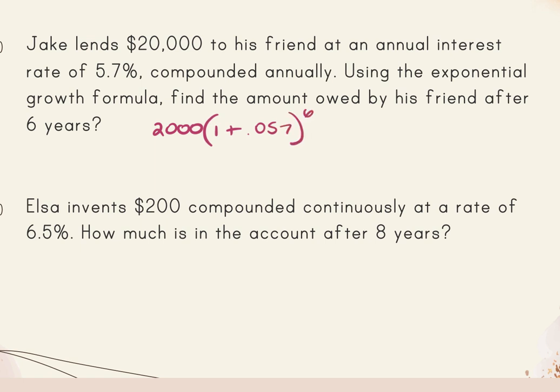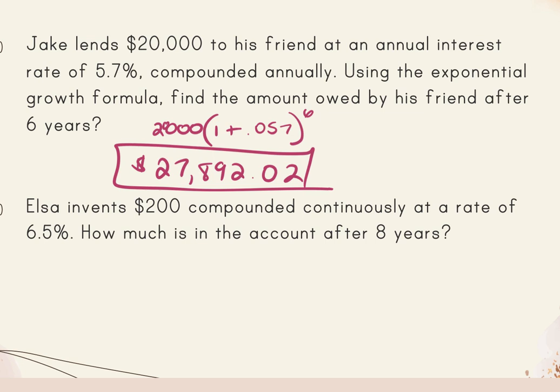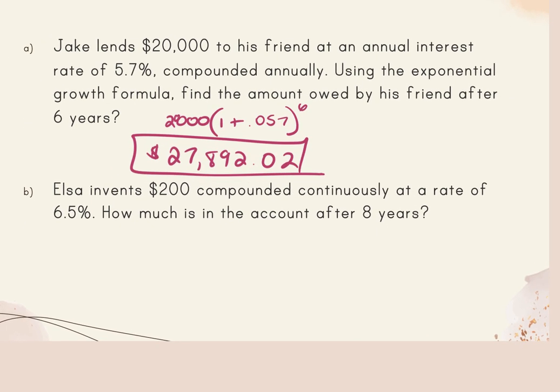6 years. You could literally type that whole thing in the calculator as is. As long as you keep those parentheses there, it will give you the right answer. So 20, oh, I need another 0 there. 20,000 times 1 plus 0.057 raised to the 6. And this is money, so we're rounding to the nearest cent. Questions on that one?